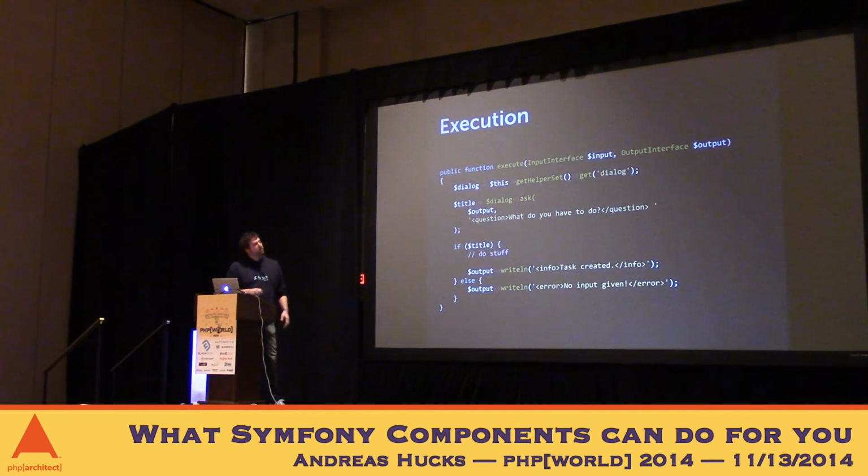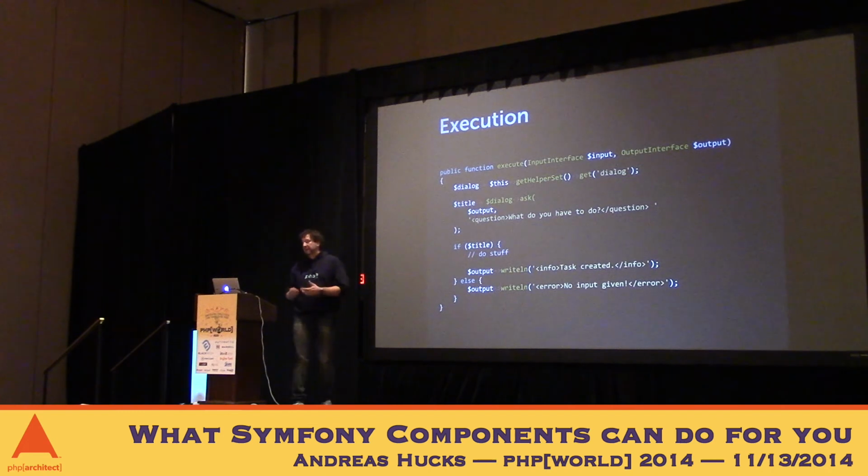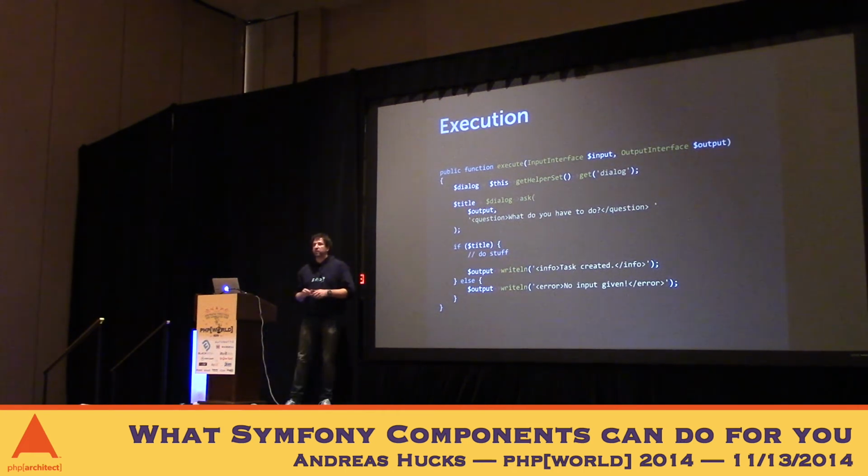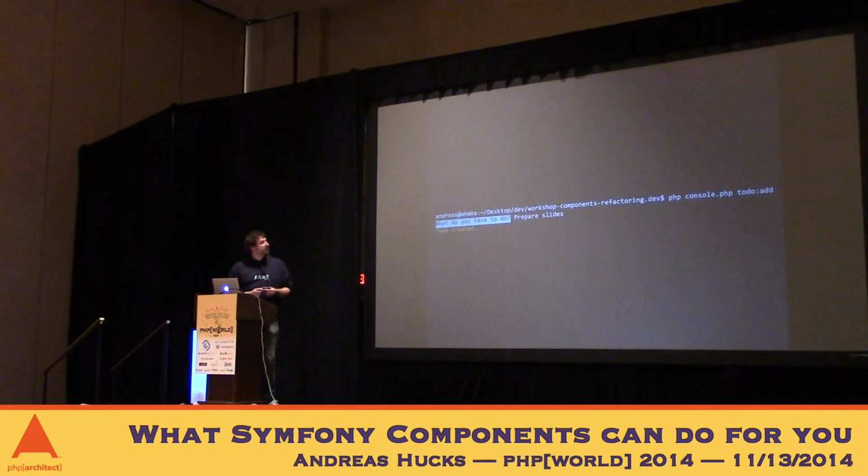The execute method is called when I actually run this command. It gets an input, which is the data that I've passed to it, and an output, so I can write back to the CLI. In this case, I'm using the dialog helper to create a question that the user needs to react to. What the user enters is stored in the title variable. Then I can use that to interact with my business model, and in this case, for example, create a task. What it looks like is this: I get the question, I can enter something and get feedback for that.